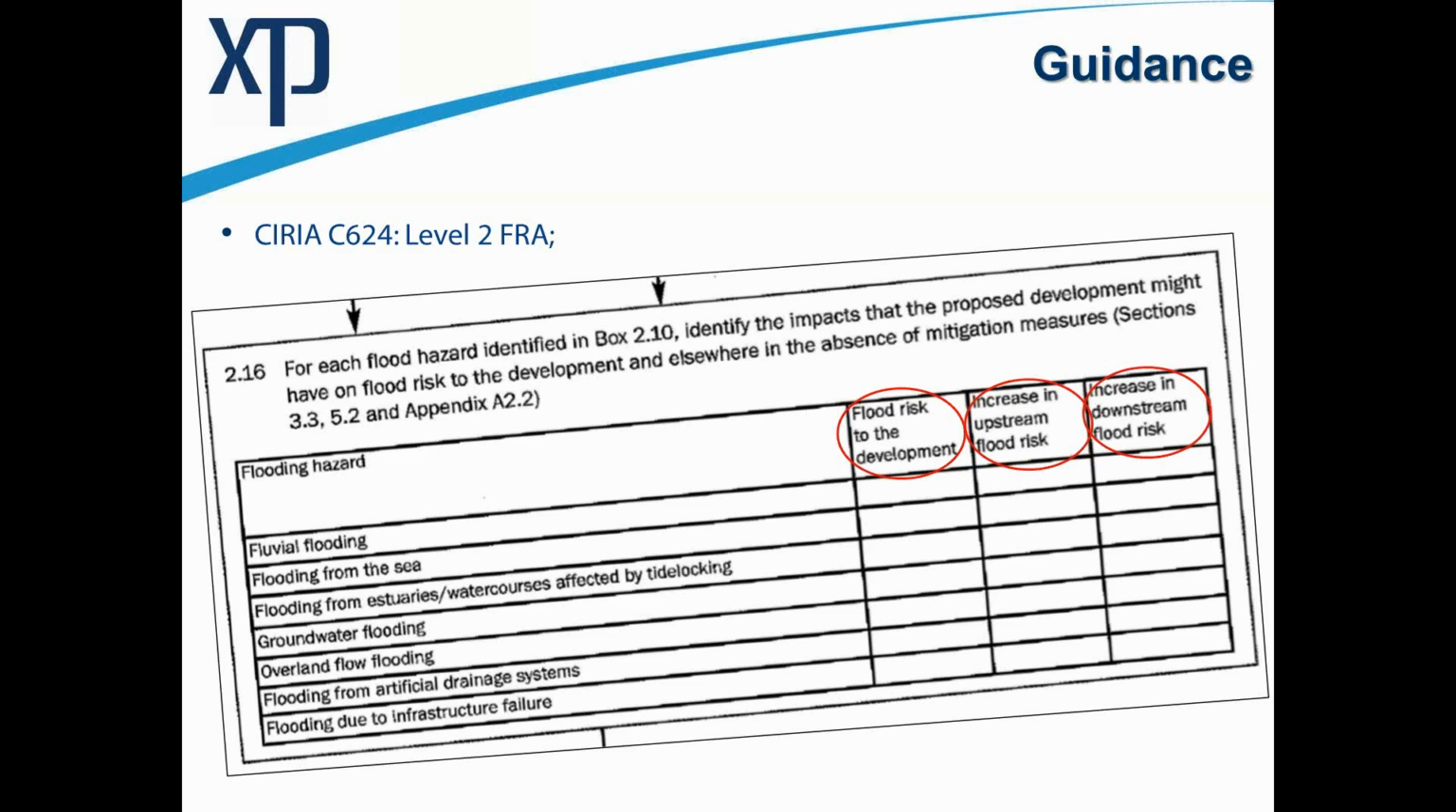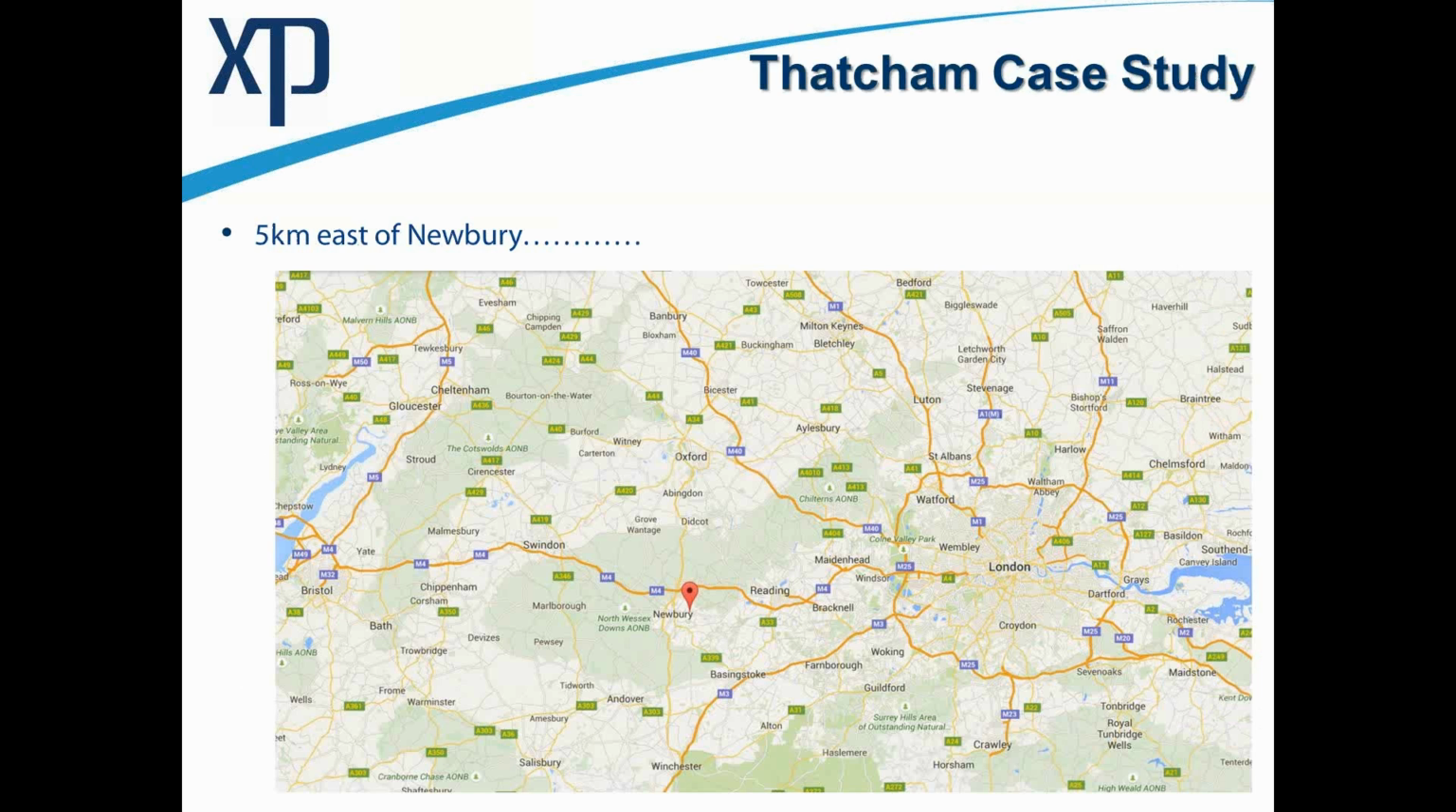And as I mentioned in the previous slides, we are focusing specifically on the fluvial, the pluvial, so in other words, extreme overland flood routing, as well as flooding from artificial drainage systems and flooding due to infrastructure failures. These are the key components that we're modeling within XPSWMM. In this particular instance, we're not looking at flooding from the sea, we're not looking at tide-locked situations or groundwater rising up from below.